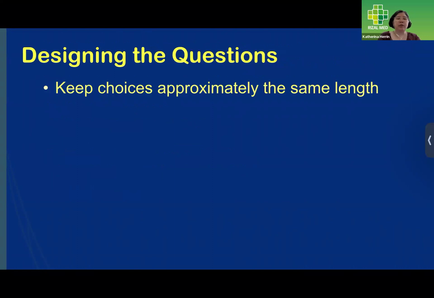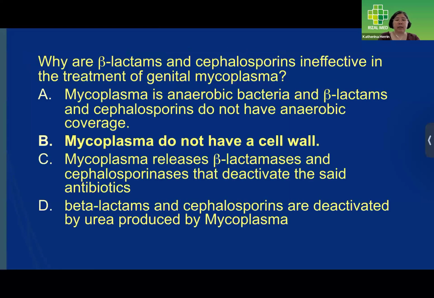Keep the choices or alternatives approximately the same length. In the past, testmanship has shown that the longest answer is usually the correct answer. A lot of examinees know this already. So to discourage this kind of thinking, we keep all of them of the same length. We would also like to discourage the thinking that the shortest answer could be the correct answer, like in this example.